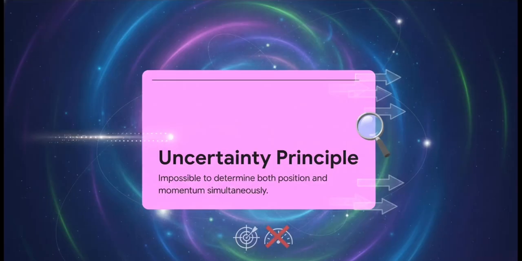And because of this strange wave nature, Werner Heisenberg realized we face a hard mathematical limit in our detective work. The uncertainty principle states that it is fundamentally impossible to determine both the exact position and the exact momentum of a subatomic particle at the same time. The more accurately you know where an electron is, the less you know about where it's going, and vice versa. It's a fundamental rule of nature.